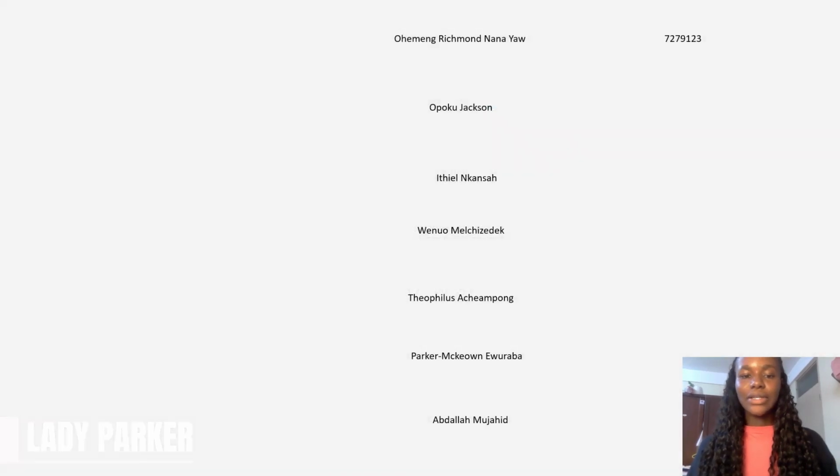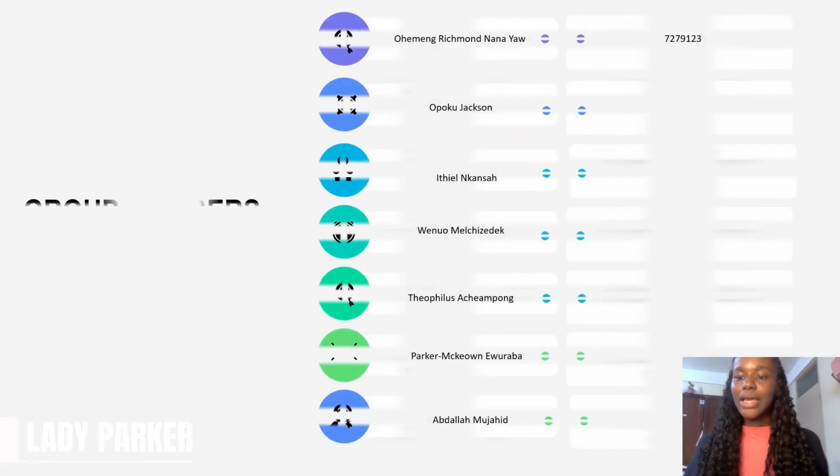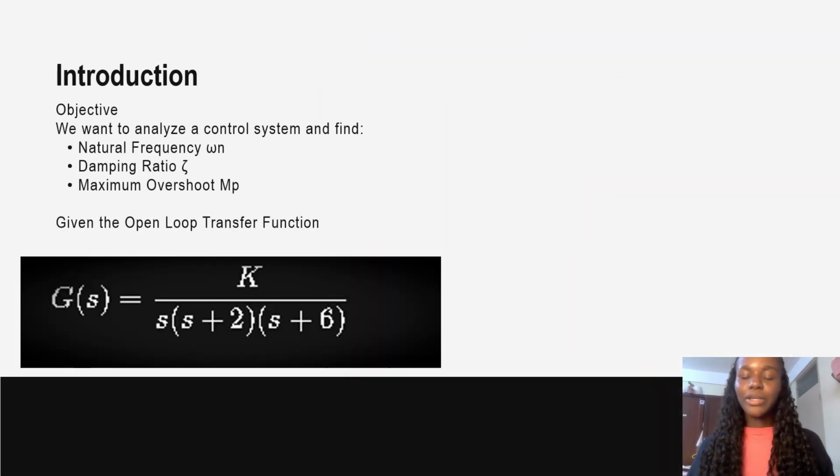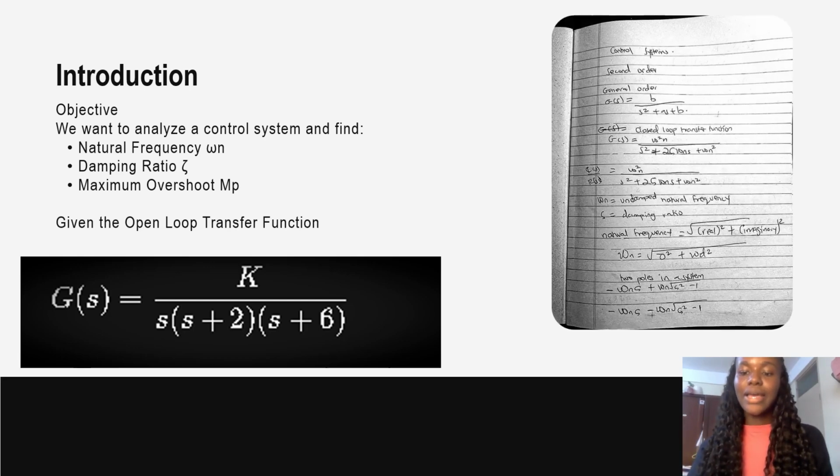So, in control system, a transient response describes how a system behaves immediately after an input is applied, before it reaches the steady state. And understanding this is very important because it helps engineers evaluate whether a system is stable, fast, and accurate. So in this presentation, we will analyze a feedback control system and determine some important performance parameters.